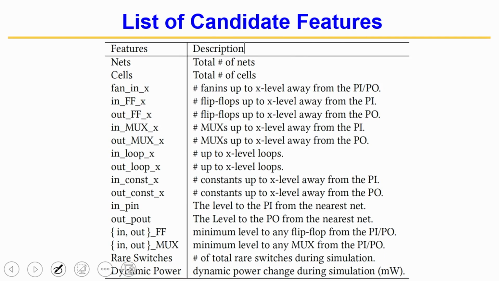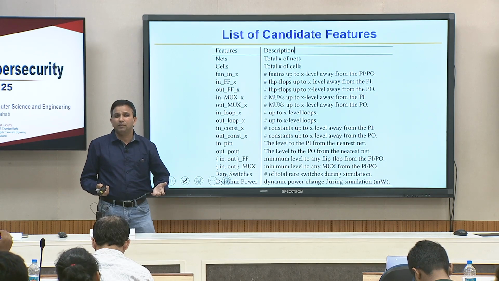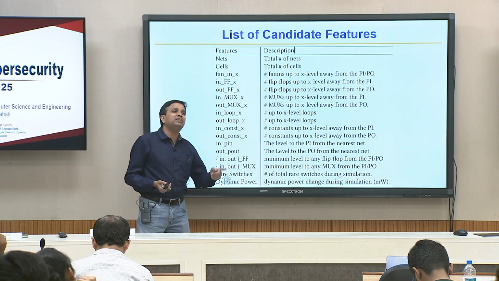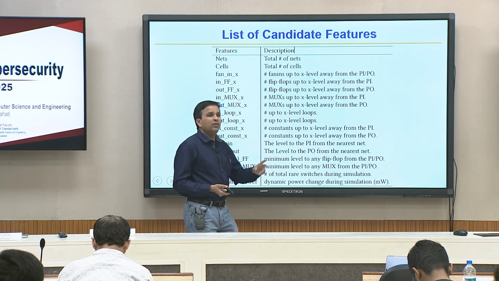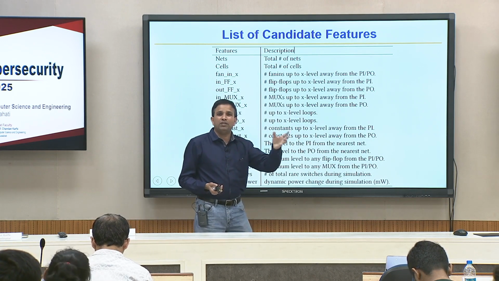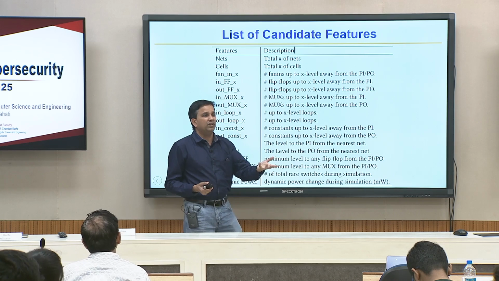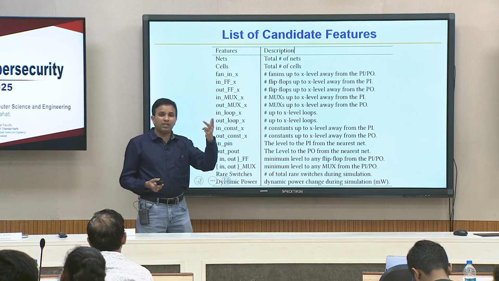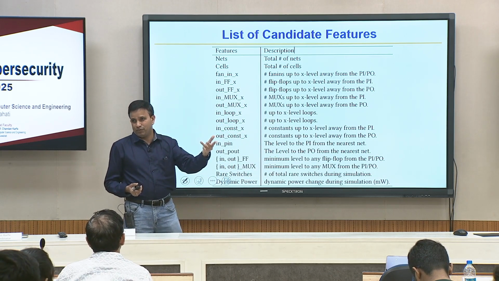Even for Shapley value analysis, you have to give some features initially. Even in reinforcement learning, we did give them. You probably did not realize that when we said rareness, controllability and observability, those are the features for reinforcement learning.